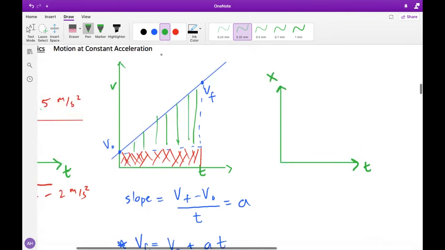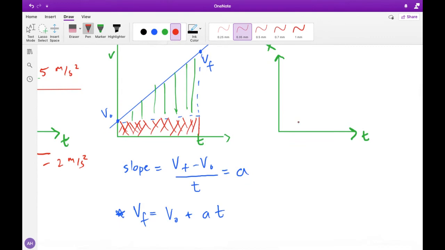And so for a velocity time graph, the area underneath the curve should actually give us the displacement. So let's solve for the area underneath that curve. If we start with this little rectangle down here, the area of that rectangle would be the initial velocity, this height, times the time. So we have the initial velocity times the time.